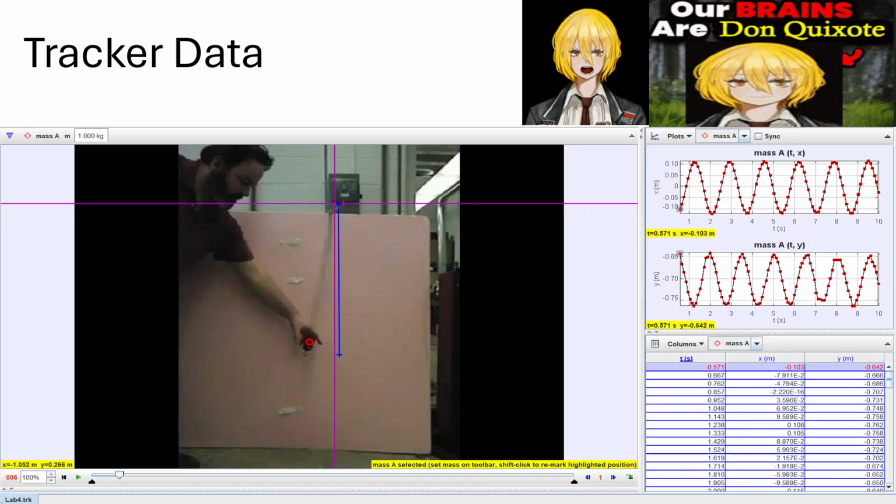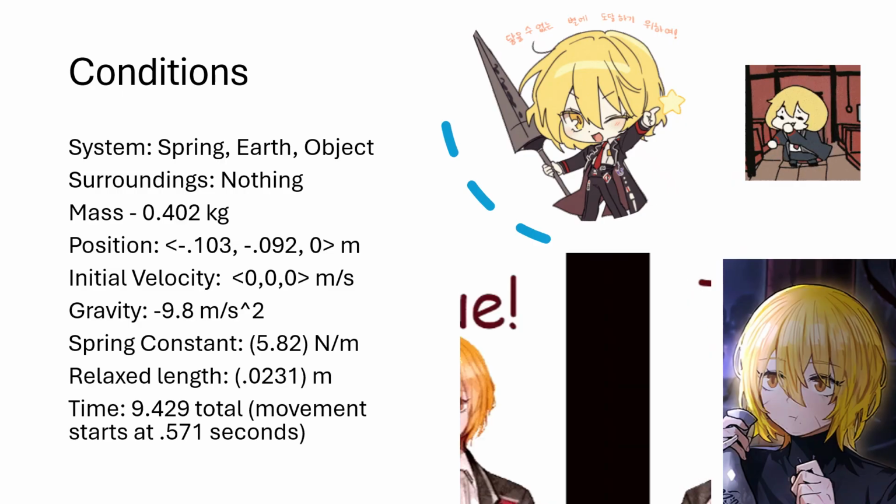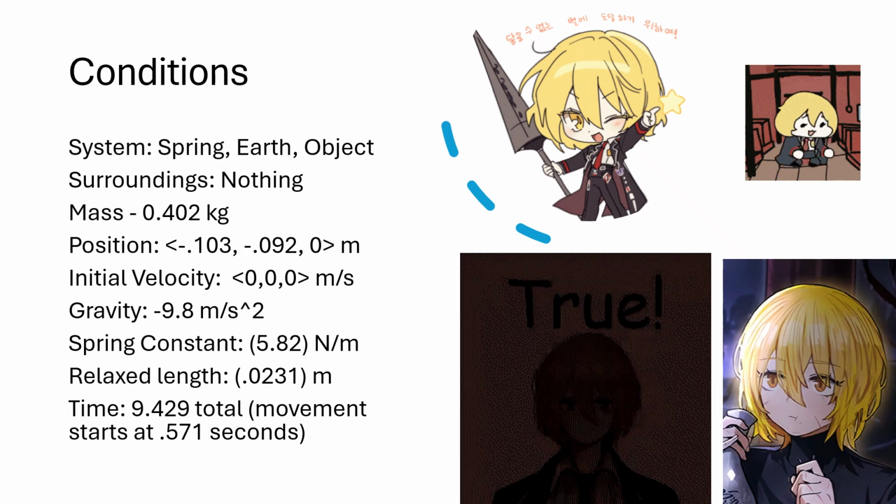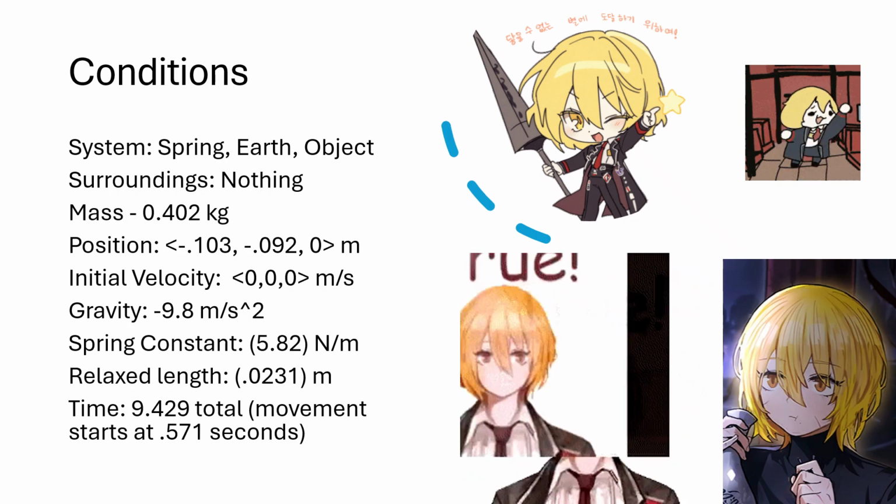This is an overview of the tracker data. These are the conditions for our experiment. We put everything in the system, including the spring, earth, and the object tied to the end of the spring, and left nothing in our surroundings.